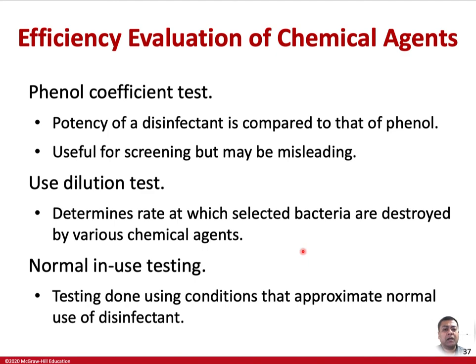From there, the concentration which kills the bacteria, say 59 out of 60, or with a 95% confidence, is basically determined. That is the particular concentration of that disinfectant at which it should be used with a 95% confidence. The normal in-use testing is done using conditions that approximate the normal use of the disinfectant, and this is the final process that is being used.